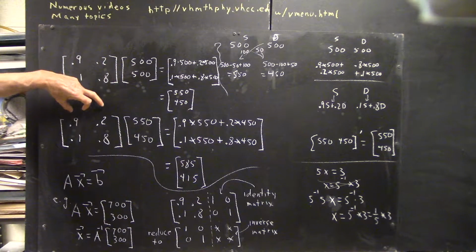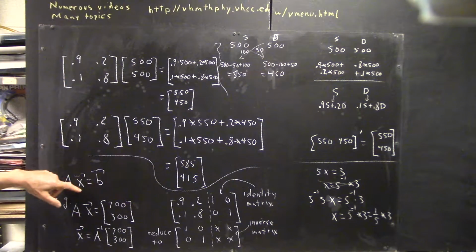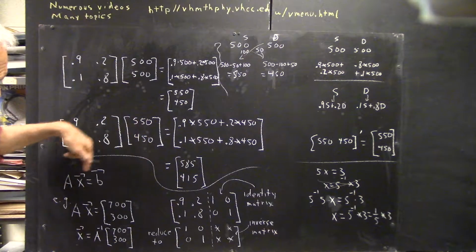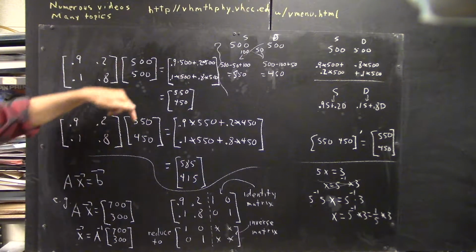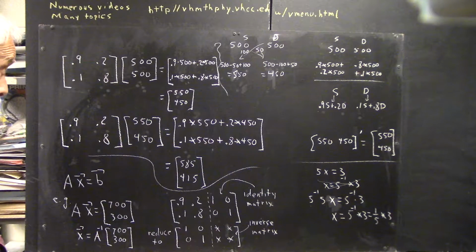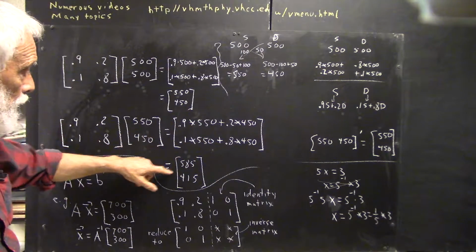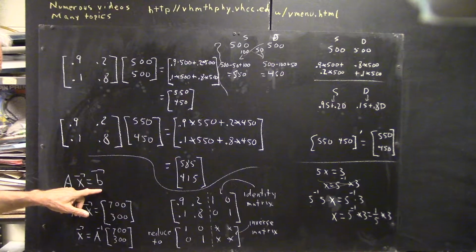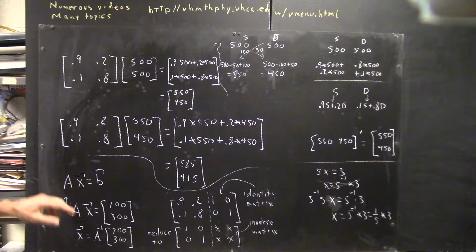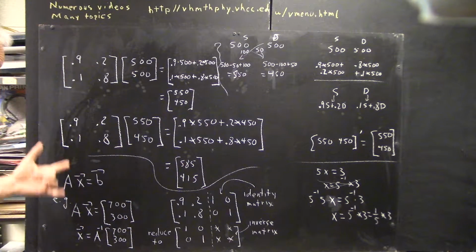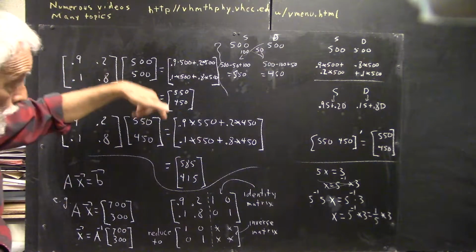If A stands for this matrix, and X stands for this column vector, and I put an arrow over the X to indicate that it represents a vector in this case. And then on the other side of the equal, I have another column vector, which I call B. Okay, then we have here a matrix equation, of the form AX equals B.